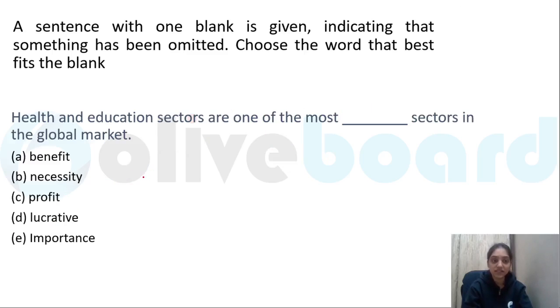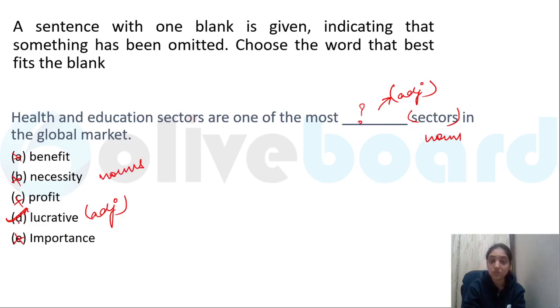Moving on, the next sentence says health and education sectors are one of the most dashed sectors in the global market. Now, sectors here is a noun and the blank here must be filled by an adjective which qualifies this noun. So, if we go through the options, A, B, C, and E here are nouns, but option D here is an adjective. So, we can see that we arrived at the correct answer with the help of grammatical negation. Hence, A, B, C, and E are straight away negated because these options are nouns and only option D is an adjective. So, D is the correct answer.